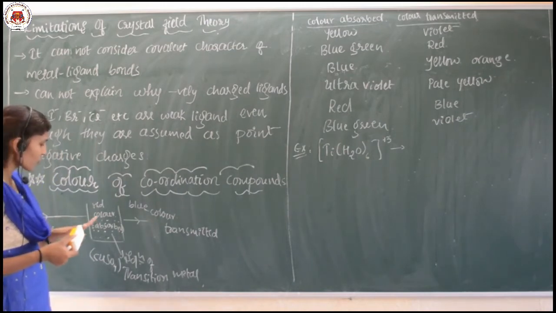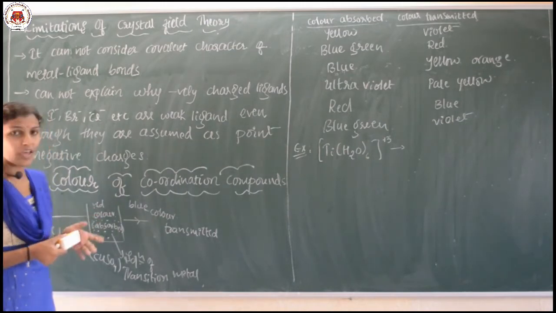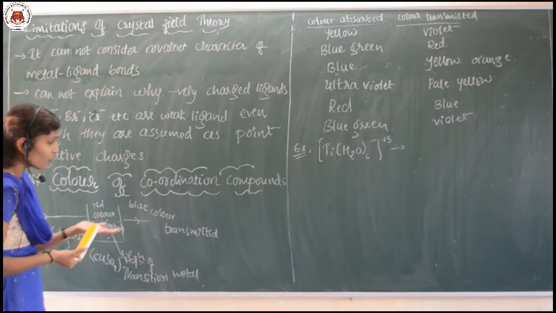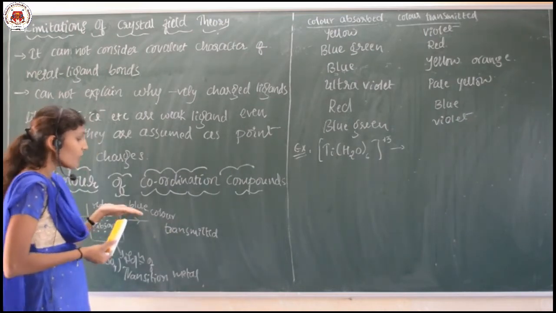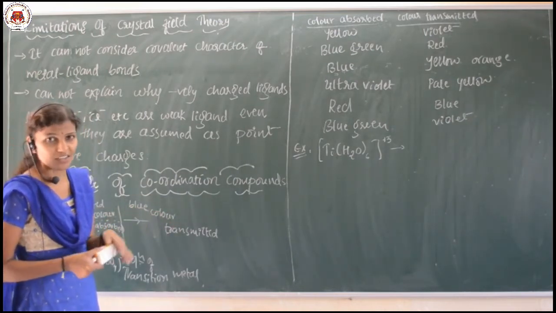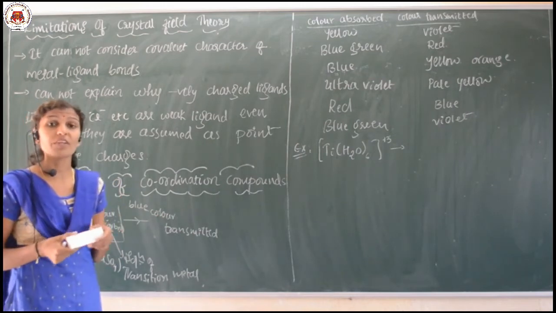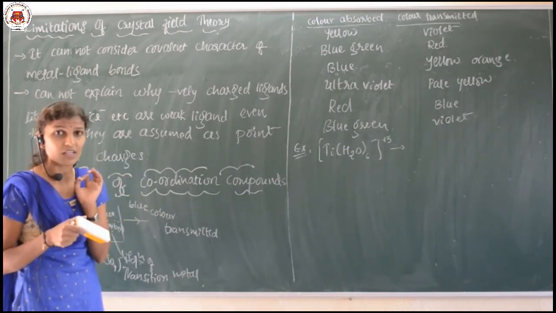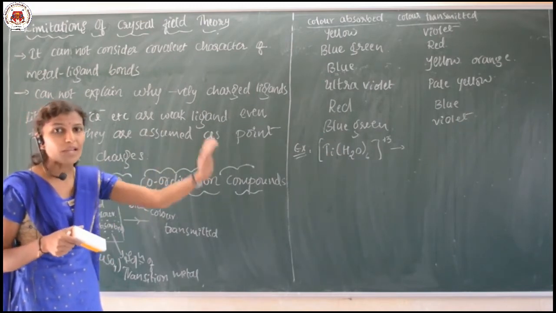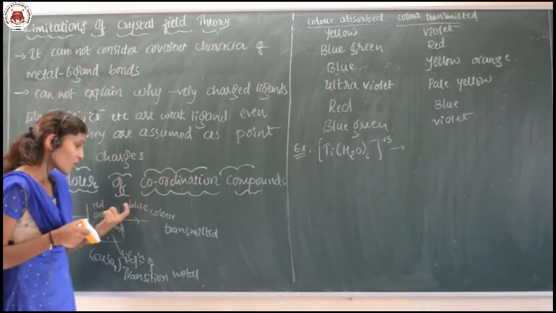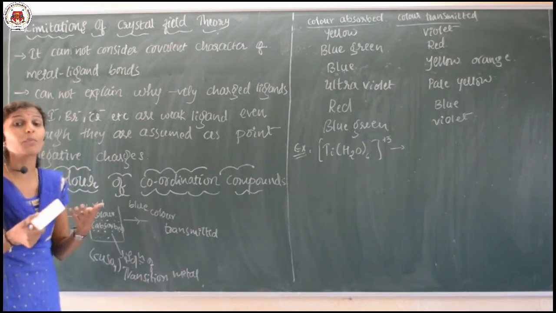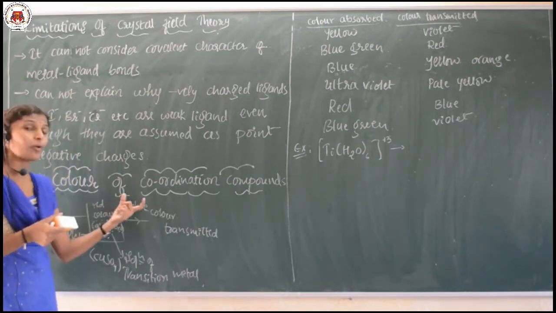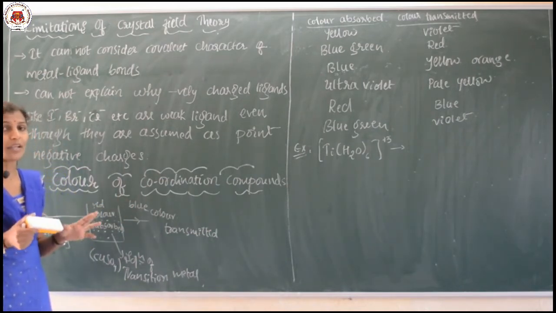So what happens here? The red color is absorbed, and the blue color is transmitted. That's why the copper sulfate, that is the copper salts, are blue in color. This is the reason. Red is absorbed, blue is transmitted. That's why red and blue are said to be complementary colors.